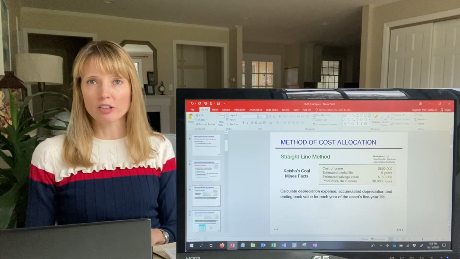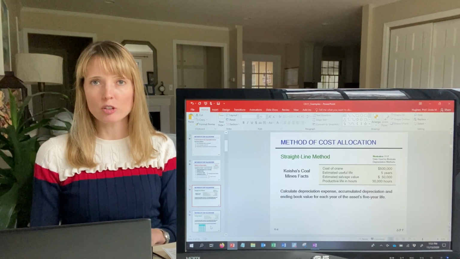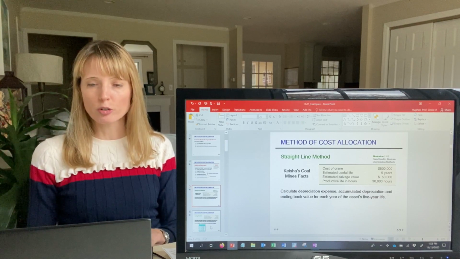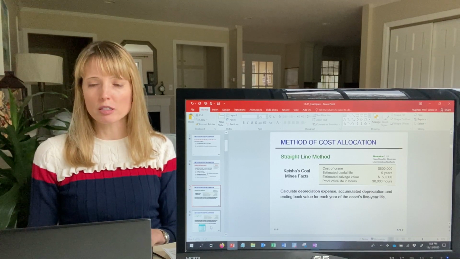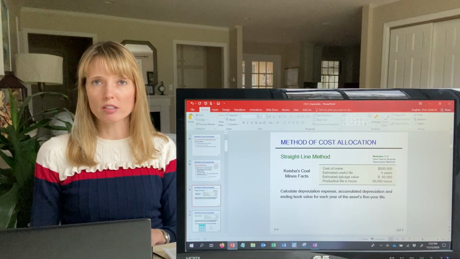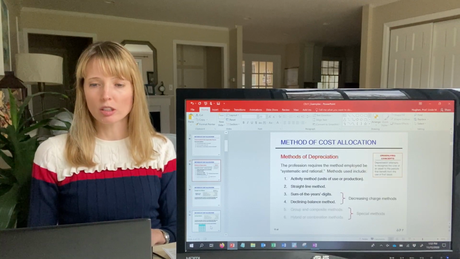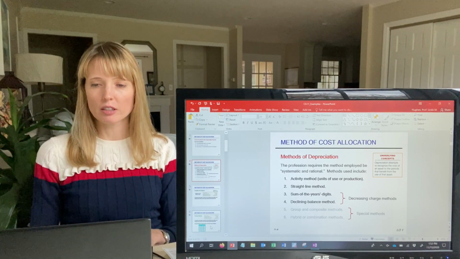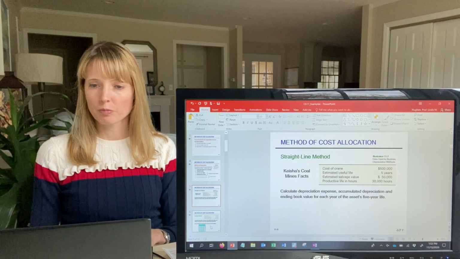Let's get started by looking at the straight line method. This is the method that's used most frequently by companies, and it's also the simplest method. So here's our first example. We're going to use these facts to calculate depreciation expense, book value, and accumulated depreciation over each year of the asset's 5-year life, using each one of these methods of depreciation: straight line first, then activity, sum of years digits, and finally double declining balance method.